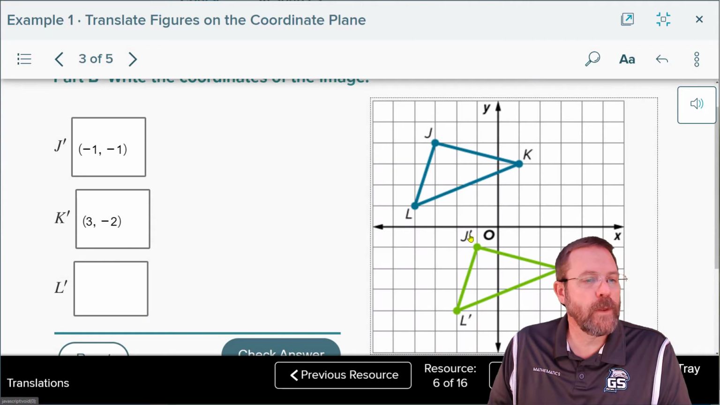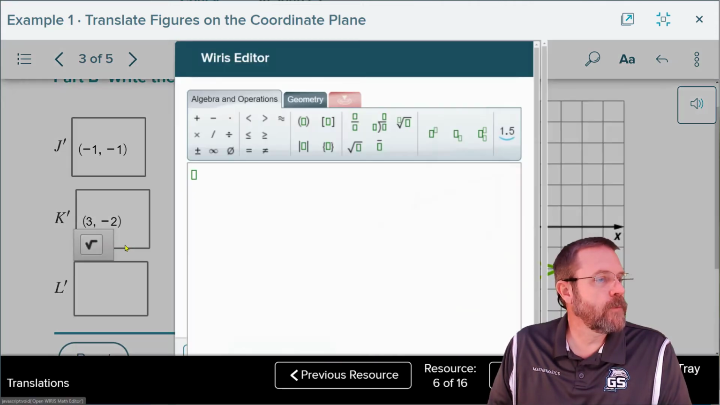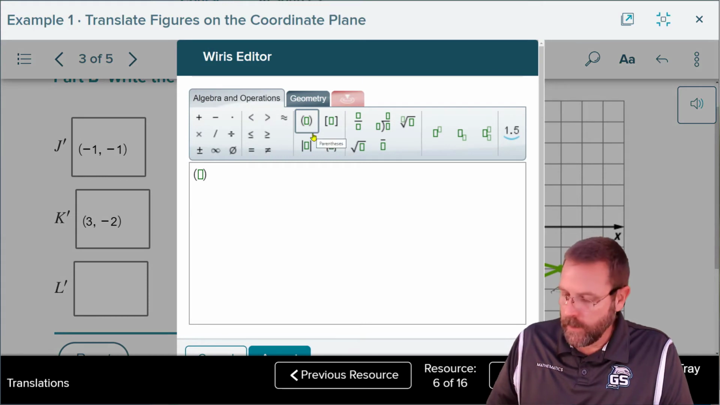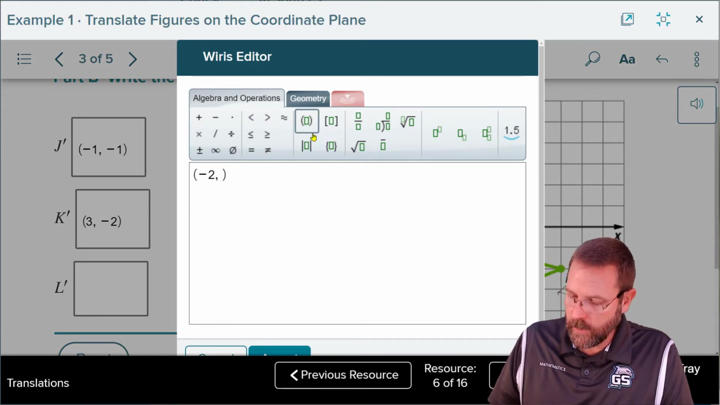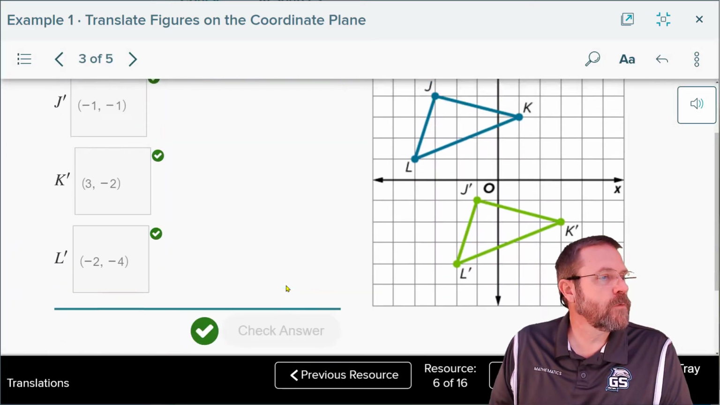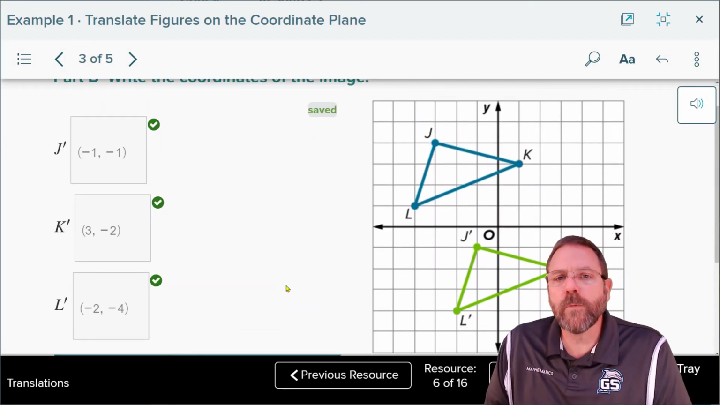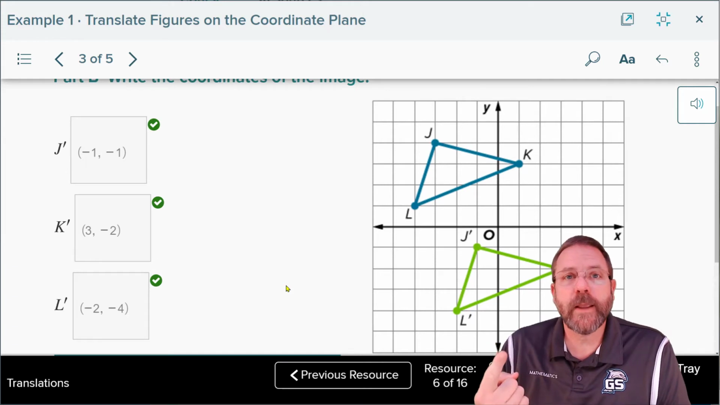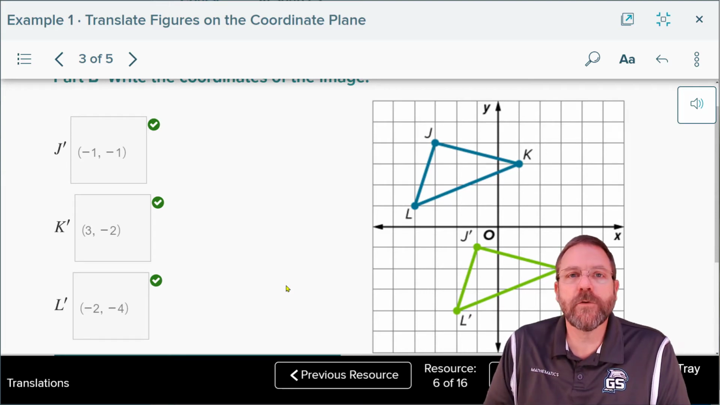Whoops, didn't mean to do that. And down 1, 2, 3, 4. So we have that located at (-2, -4). Hit accept and check our answers. Everything checks. Remember, with ordered pairs, you have to have parentheses to list them, and you have to put a space after your comma. If you do not put that space after your comma, the computer will mark you wrong.